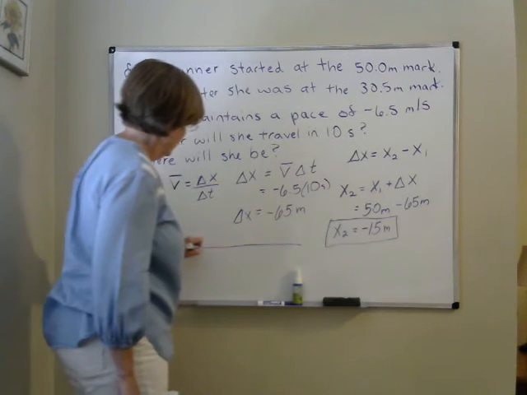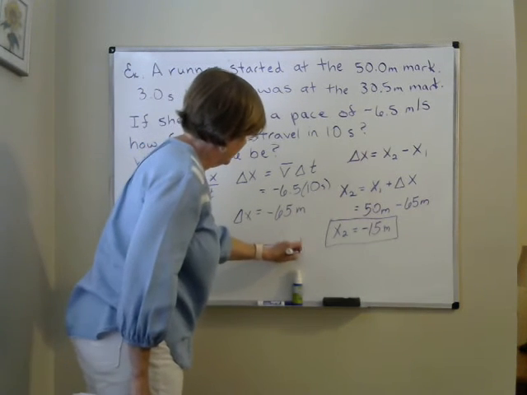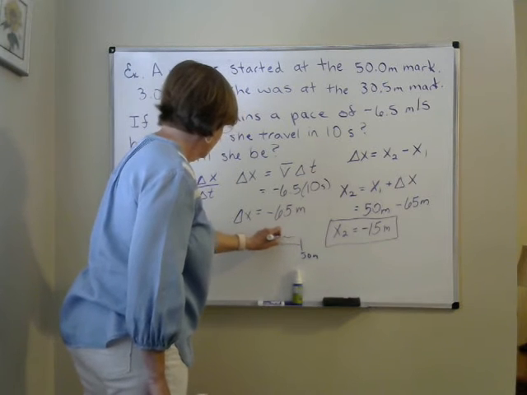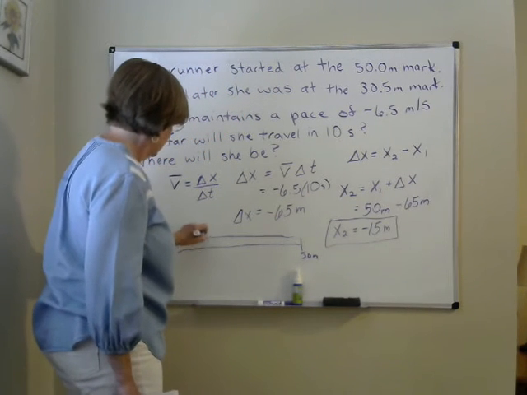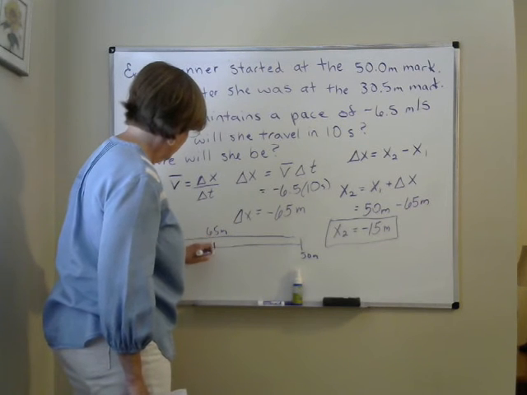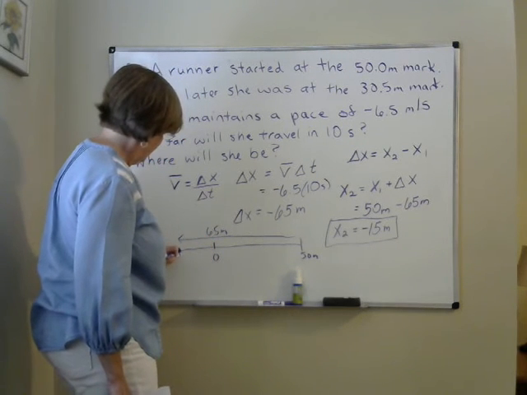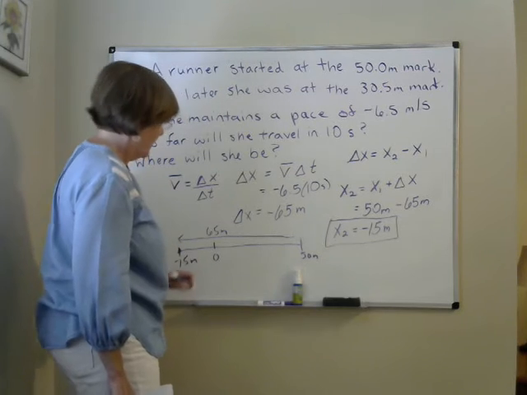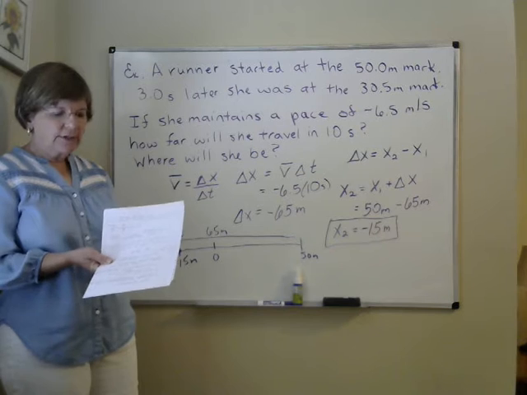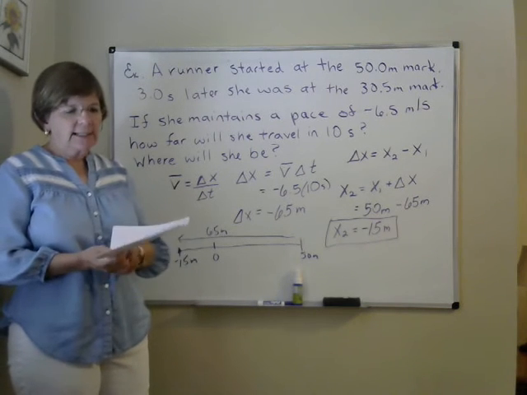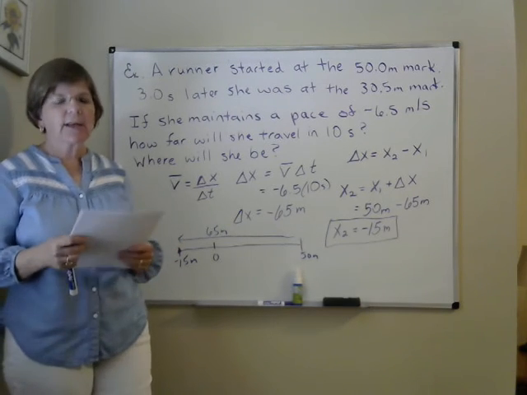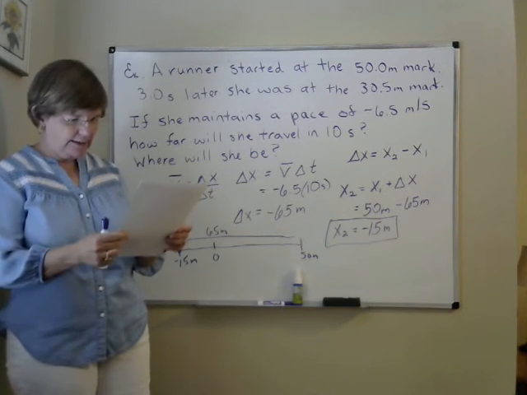She started at the 50-meter mark, and she ran this direction for 65 meters. That's going to put her, this is the origin, at the negative 15-meter mark. So that's just a simple example using the idea of average velocity, and just to make sure you understand how distance and displacement are different than speed and velocity.